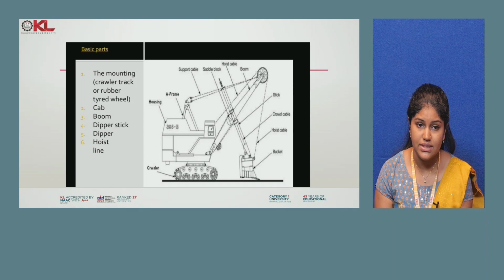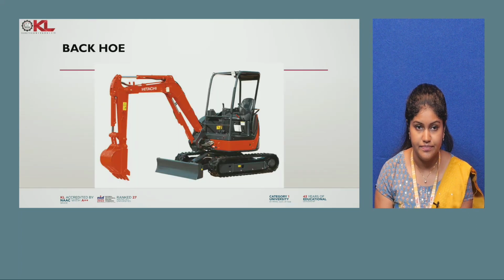Here you can see the line diagram of the excavation equipment, and the different types. You can see the crawler, bucket, hoist cable, crawl cable, stick, boom, hoist cable, saddle block, support cable, A-frame, etc. So it shows the line diagram of the earth excavating equipment. With this equipment we are excavating the earth and dumping it into a truck.